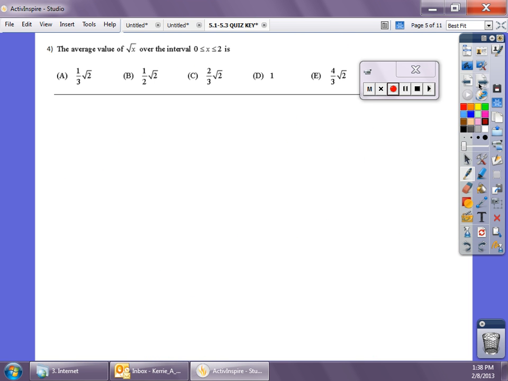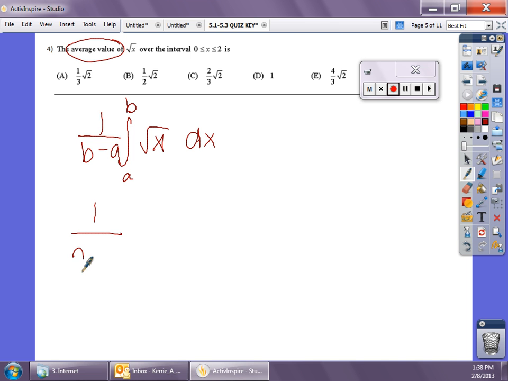Average value. So that's a formula, something memorized. The average value of a function is 1 over b minus a, the integral from a to b of root of x dx. So in this case, it would be 1 over 2 minus 0, the integral from 0 to 2 of root of x dx.